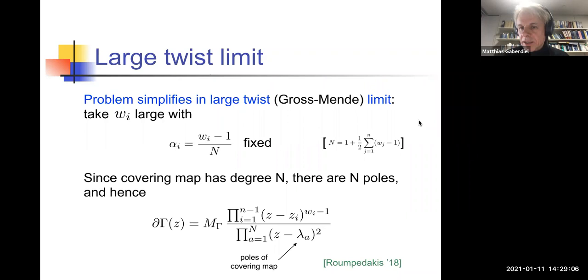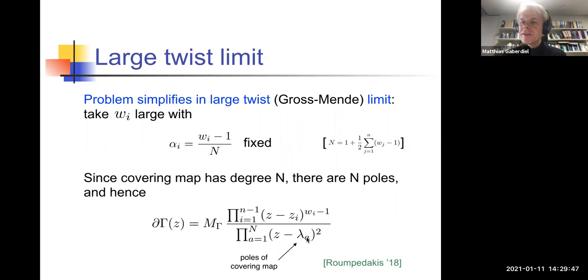And then if you think about it, the covering map, it's difficult to write down what the covering map is, but you can easily write down what the derivative of the covering map is. The derivative of the covering map must have zeros of order w_i minus one at the critical points, and it must have double poles at all the poles of the covering map, because the covering map has simple poles, and therefore the derivative of the covering map will have double poles. So it must be of this form, and on the sphere, there is nothing left, so therefore there's just a constant here. So this fixes the derivative of the covering map completely, except that you don't know the positions of the poles. So this specifies the covering map once you know where the poles sit.